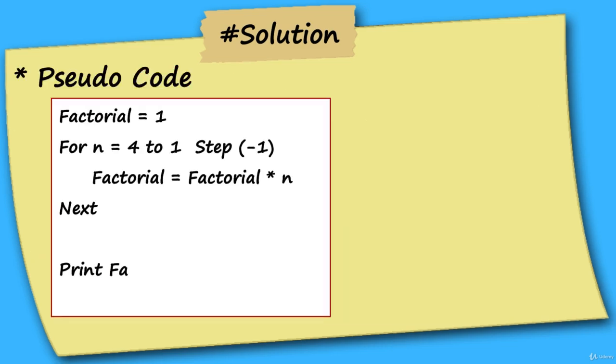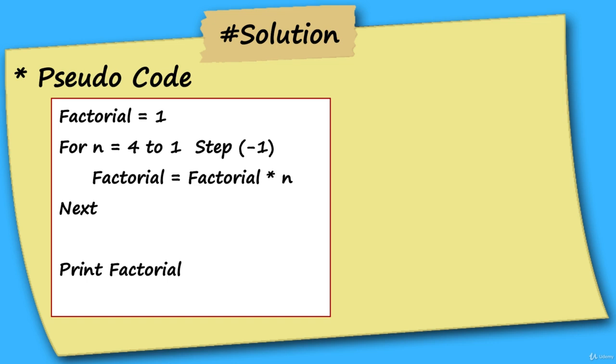So now we take two variables here. One is factorial and the second is n. N is the number for which we want to find the factorial. We say n is equal to 4 to 1, step minus 1. This is the pattern of pseudocode. Whichever language you use, you are going to decrement the value accordingly. But when we write pseudocode, we use this syntax. So here, factorial is initialized with 1.